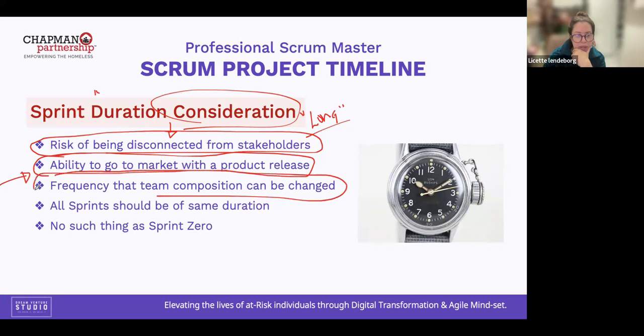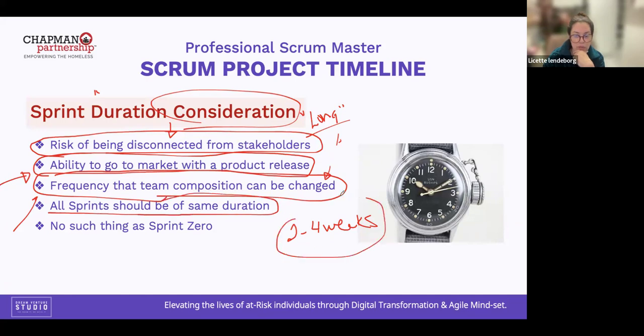So frequency, the team decomposition can be changed. We cannot make the sprint too long because it will be more difficult to make any changes. So that's why it's 2 to 4 weeks. Those are general rules. Another rule, all sprints should be of the same duration. That is very important. 2 to 4 weeks. This is the range. And there's no sprint zero.